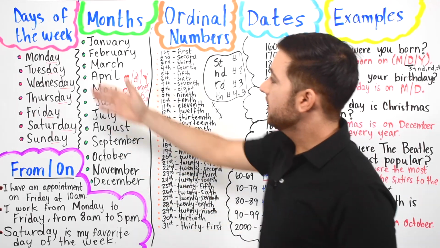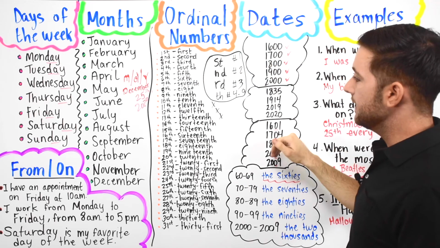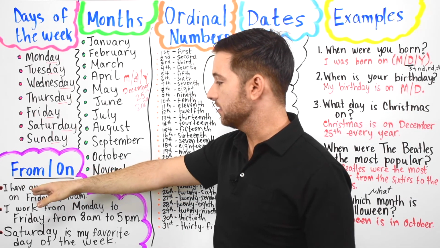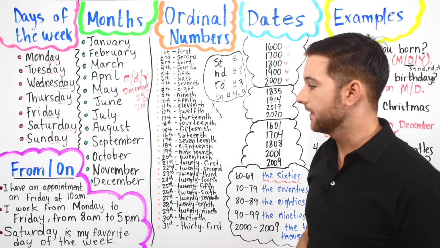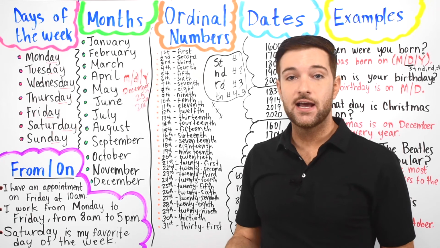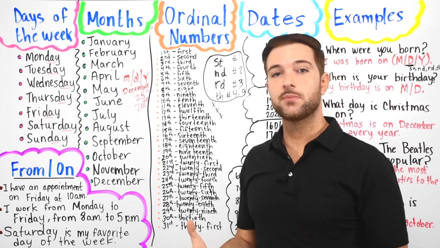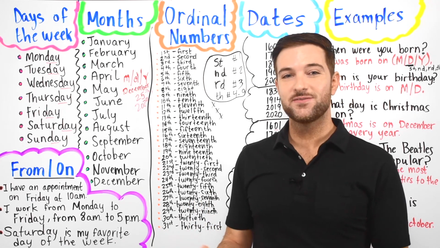Okay, so guys, this is pretty much it for this lesson. We have days of the week, months, then ordinal numbers, the dates, and then remember we have from to talk about when something begins and on to talk about a specific day of the month. And I think that's going to be it for this lesson. So I hope that you now know how to talk about the days of the week and the months and the numbers and the years.